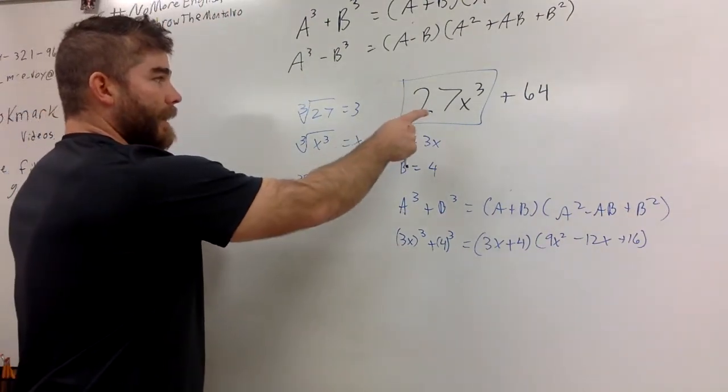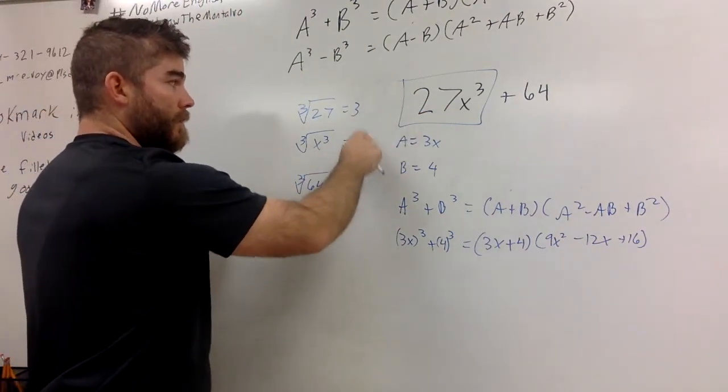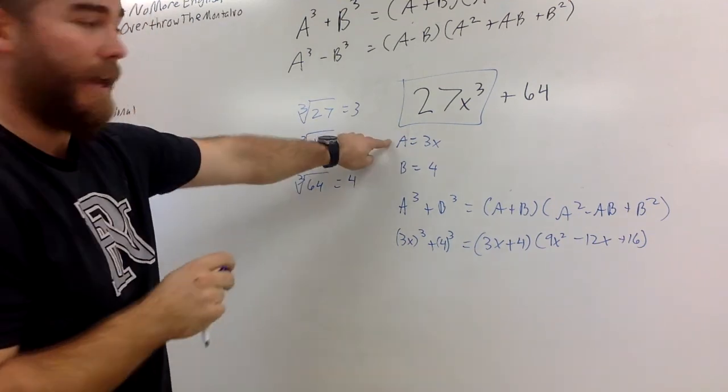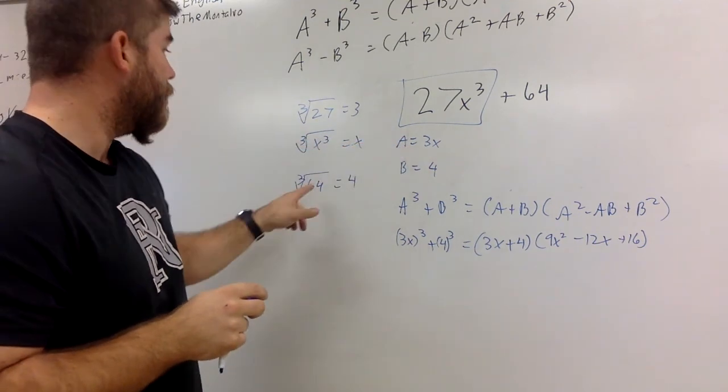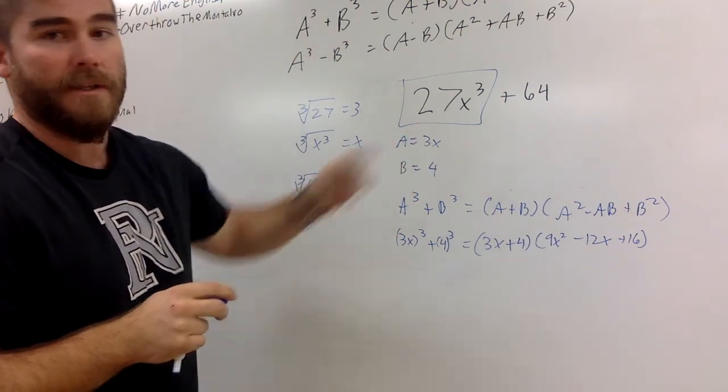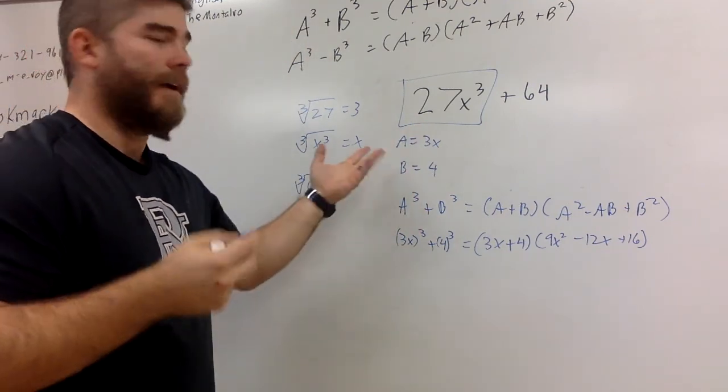But identify the cube roots, what they are. I get my basic level a, right? Because I know the 3x cubed would be my 27x cubed. And then I identify a and b, and I just plug it right in.